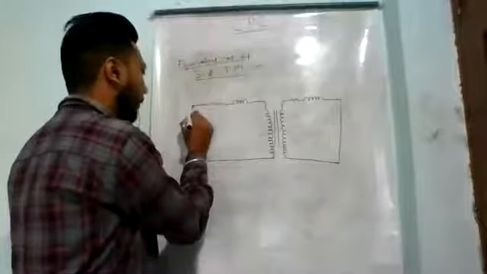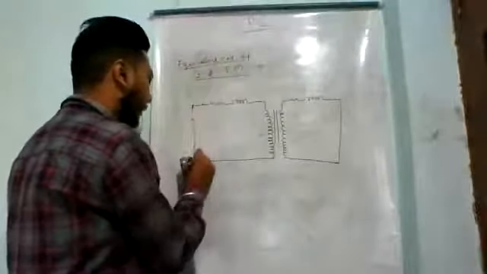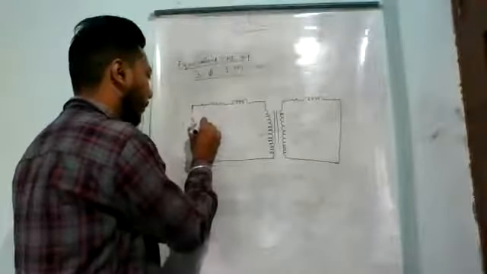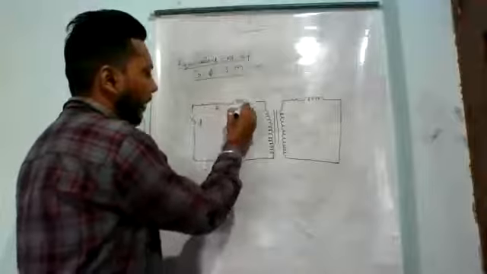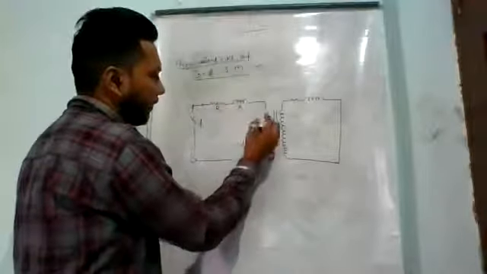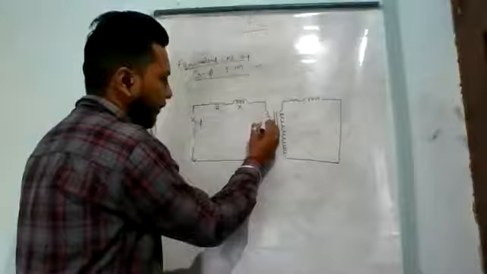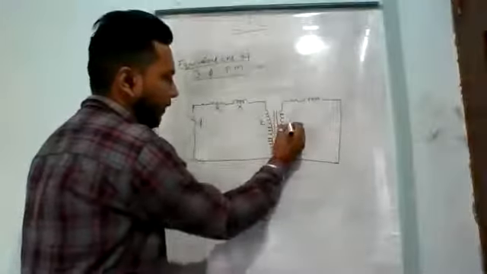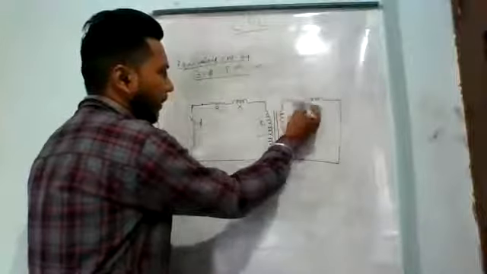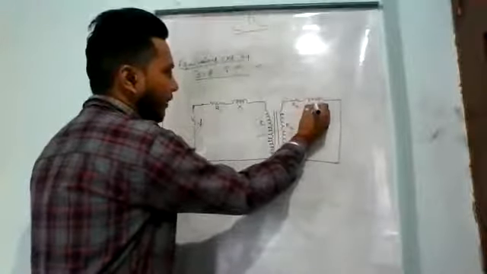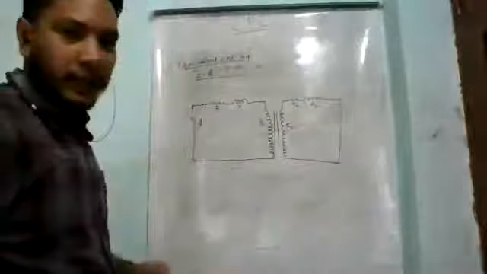Here we give supply Vs with frequency F. Here R1 is the primary side resistance, X1 is the primary side reactance. Here E1 is the primary side induced EMF, E2 is the secondary side induced EMF, R2 is the secondary side resistance, and X2 is the secondary side reactance.